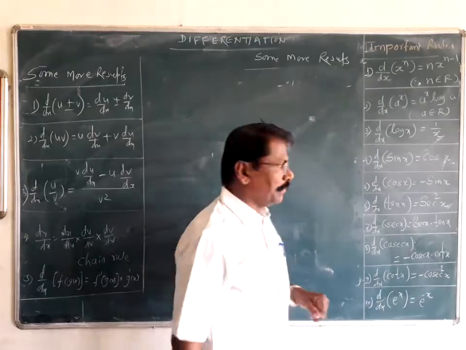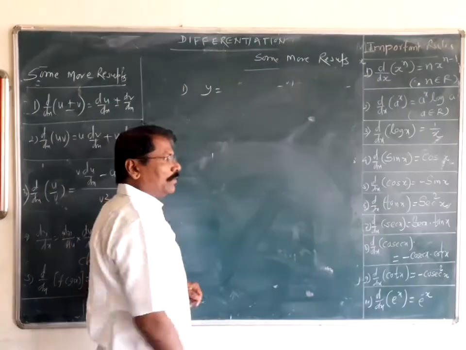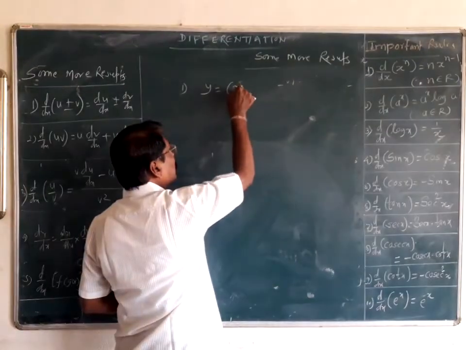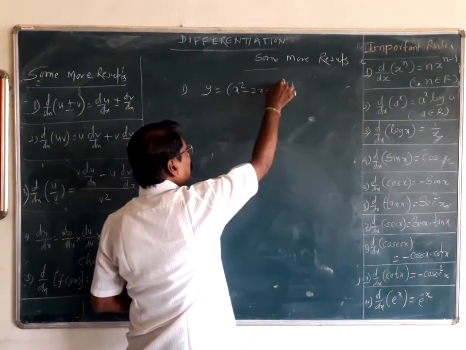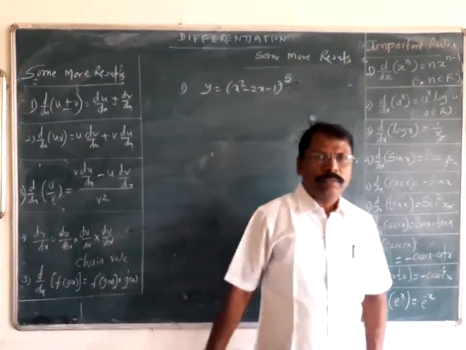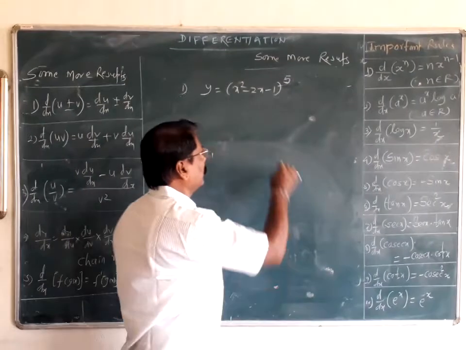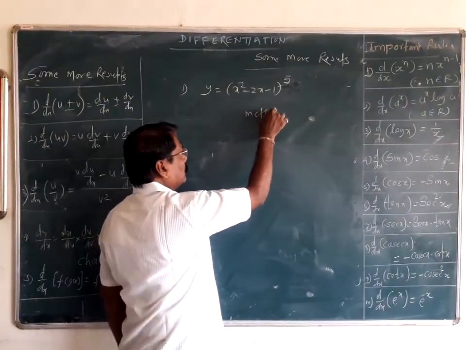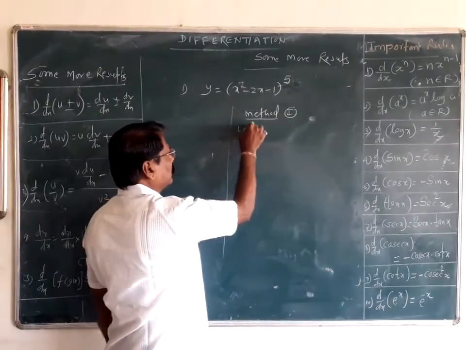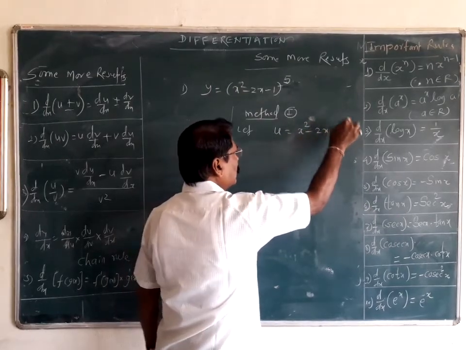Let's see some examples. Example 1: y is equal to x square minus 2x minus 1, raised to 5. It is a composite function. There are 2 methods. So method number 1: let u is equal to x square minus 2x minus 1.